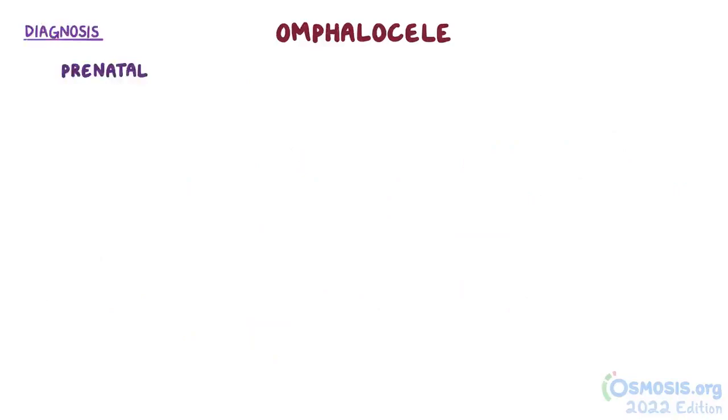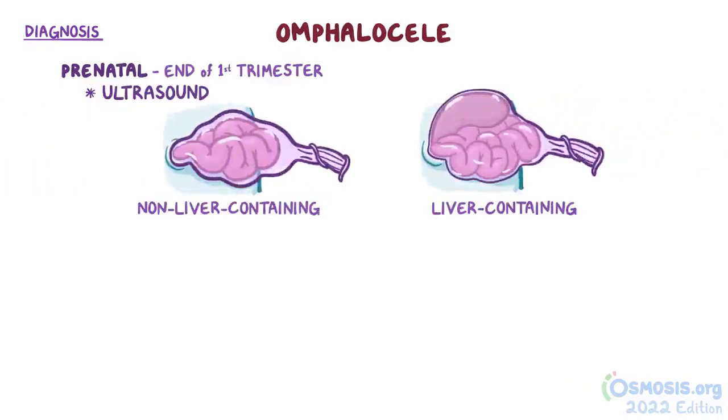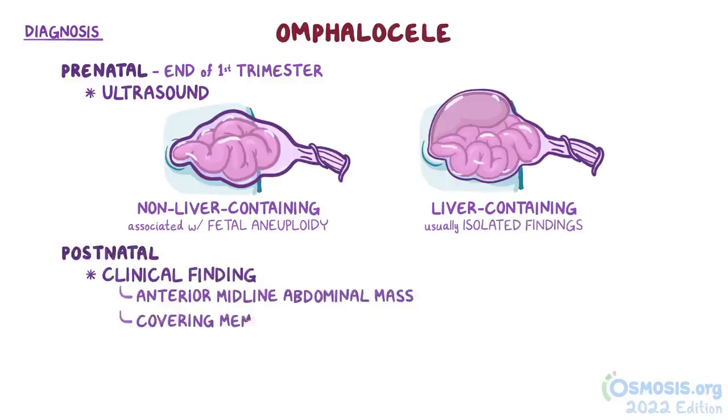Prenatal diagnosis is possible through ultrasound by the end of the first trimester. Ultrasonography can also categorize omphaloceles as either non-liver containing or liver containing. The location of the liver is important because non-liver containing omphaloceles are commonly associated with fetal aneuploidy, which is when individuals have an abnormal number of chromosomes, while liver containing omphaloceles are usually isolated findings. Postnatal diagnosis is based on the characteristic clinical finding of an anterior midline abdominal mass with a covering membrane at the site of cord insertion, although the covering membrane may be difficult to see or it might be ruptured.